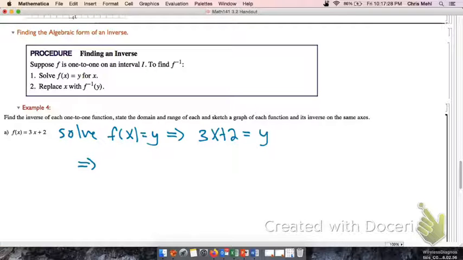Now you're going to subtract 2 from both sides to get 3x equals y minus 2. And then I'm going to divide by 3 on both sides. x is going to be (y minus 2) over 3.